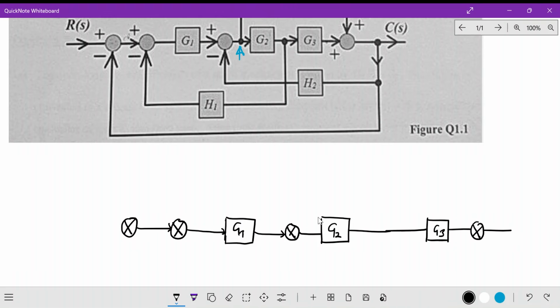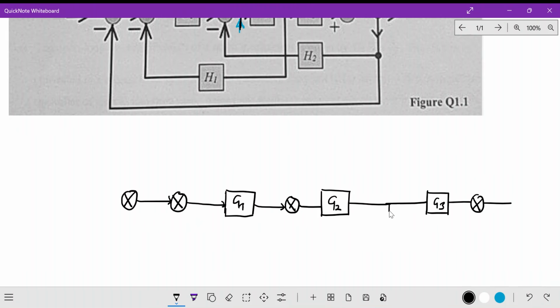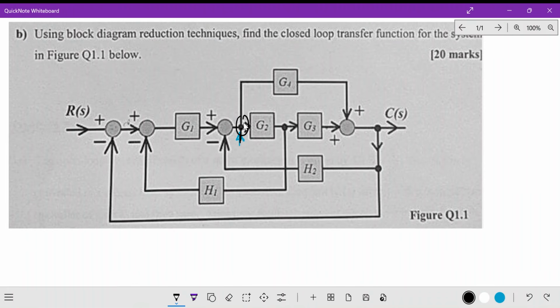Now remember that I had this takeoff point here initially, right? Now I'm trying to move it to this position. And there's also another takeoff point here. This takeoff point goes all the way, and it has a transfer function or a gain of H1. It goes all the way to this, and it's negative, so negative feedback there. Now I've moved this takeoff point to this position.